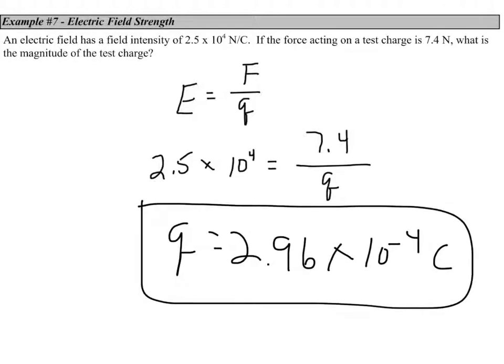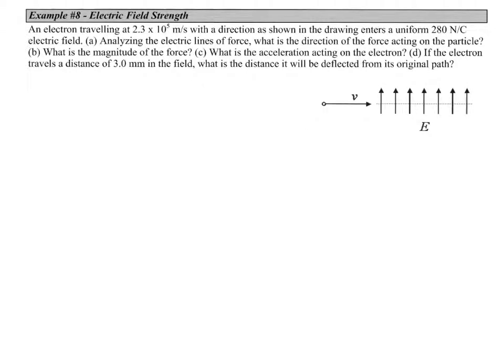Okay, let's take a look at an example that's a little bit more involved. Here we have an electron traveling along at 2.3 times 10 to the 5 meters per second, where the direction is shown in this drawing, and it enters a uniform 280 newton per coulomb electric field.